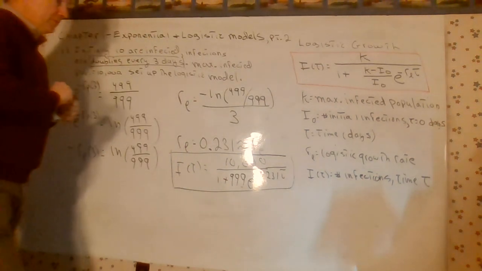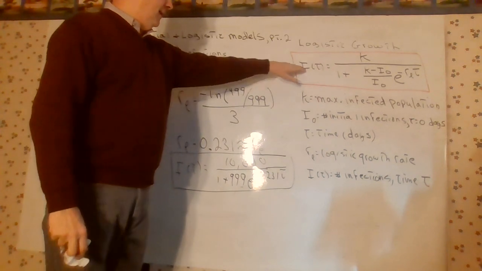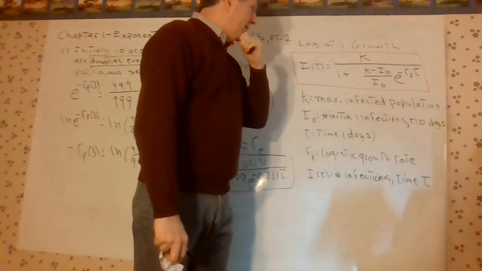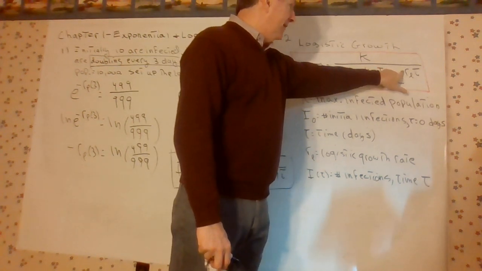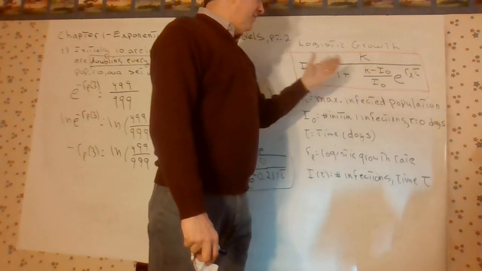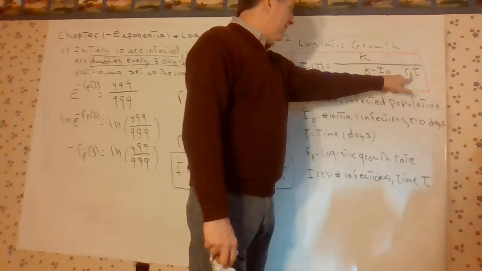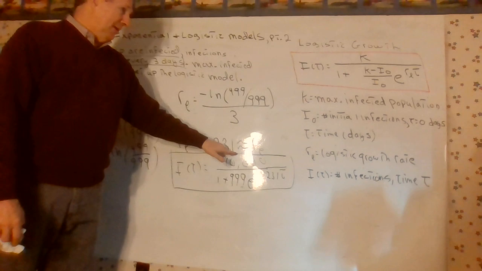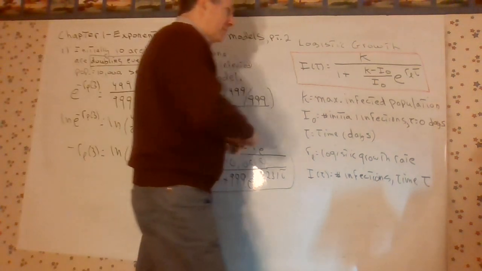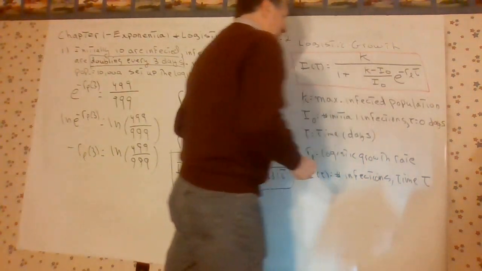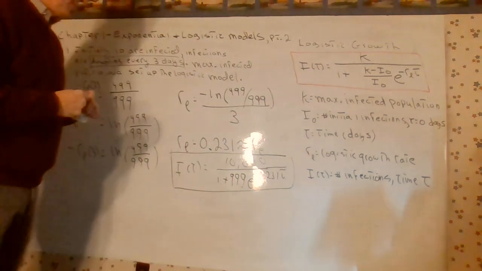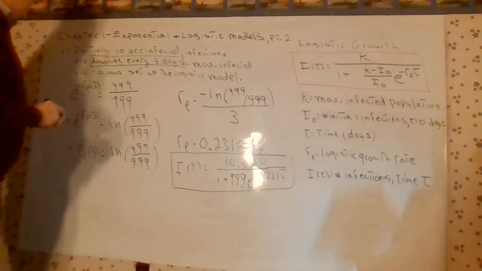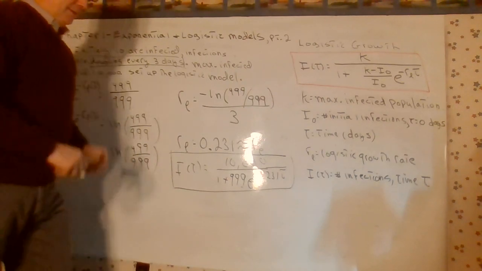Just one further note. If you look up logistic growth in varying applications, sometimes they'll just get rid of this negative and make it positive, and you can certainly do that. If you make this positive, then R_L would have been negative 0.231. So whether you build a negative into the formula or not is really up to you. It's just a matter of choice. Okay, that's all for part 2. We'll be back with chapter 2 shortly.